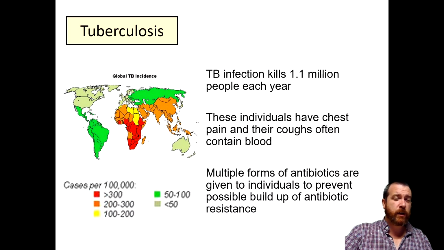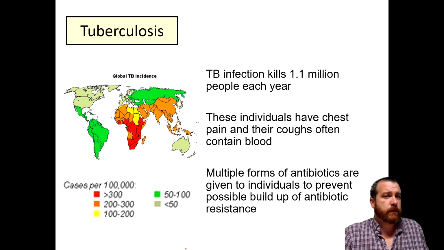TB is an incredibly common condition. It kills over 1 million people every year. Those cases generally are not located in the U.S. and generally not located in Western Europe, so this is not as big of a point of contention for most people. This is much more of an issue in sub-Saharan Africa than the other places, though.